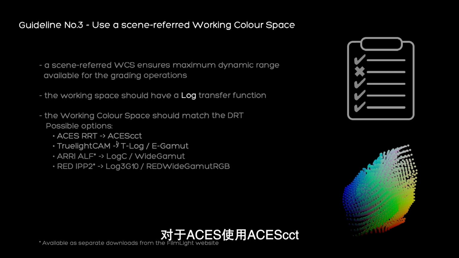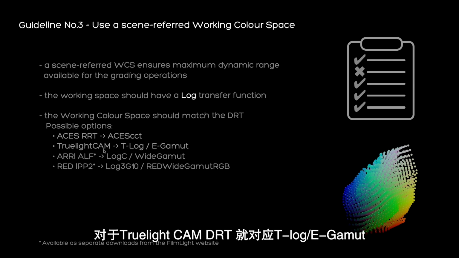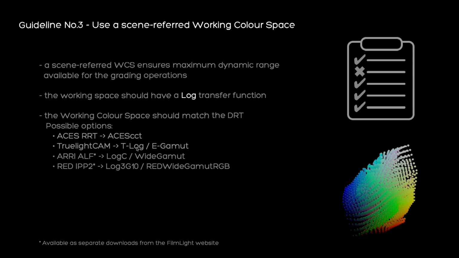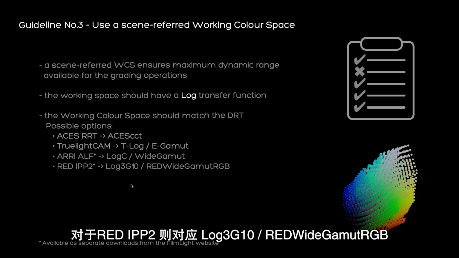So for ACES, it would be ACES CCT. For the Truelight Cam DRT, it would be T-log E gamut. For ARRI ALF2, it would be log C3 white gamut 3. And for ALF4, it would be log C4 white gamut 4. For red IPP2, it's red log 3G10 and red white gamut RGB.